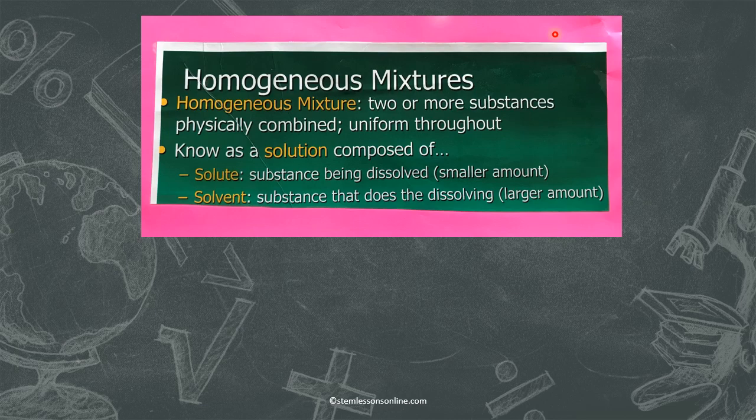Sugar solution looks uniform throughout, so it is a homogeneous mixture. Similarly, air looks uniform throughout, so again it's a homogeneous mixture. However, air is made of different components like oxygen, carbon dioxide, water vapor, etc., as we already discussed. So it is definitely a homogeneous mixture.